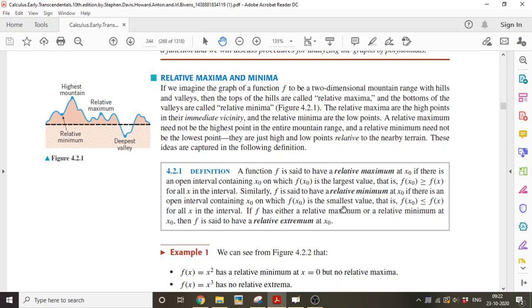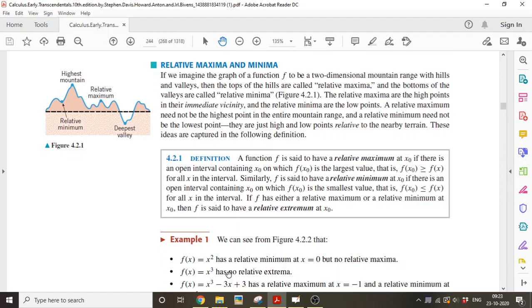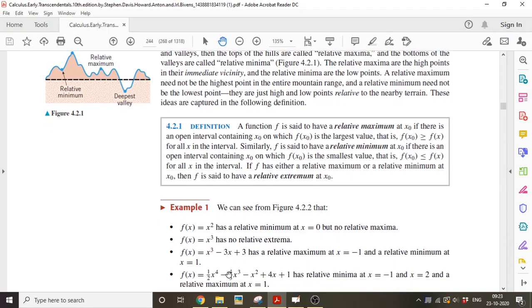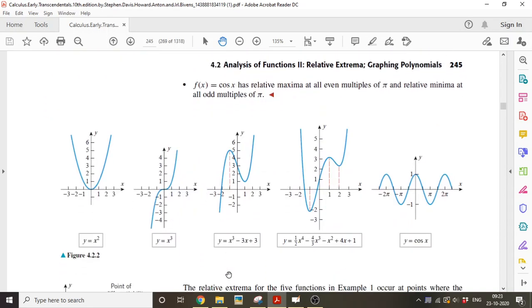Okay. And the function is said to have a relative extremum if it is either a maximum or minimum. For maxima and minima, we collectively call them the relative extrema of the function. And now we will see a few graphs and their relative extrema values.